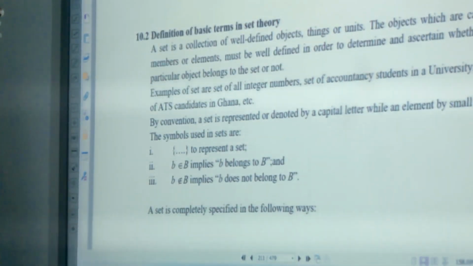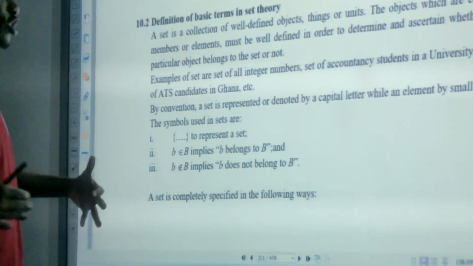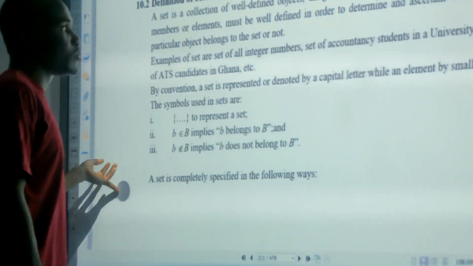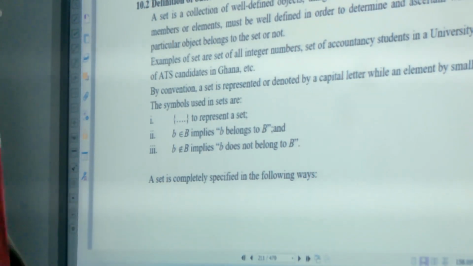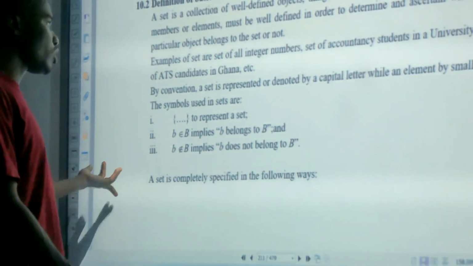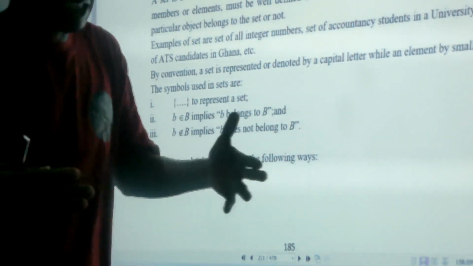We gave the definition of basic terms in set theory. A set is a collection of all defined objects, things, or units. The objects, which are called members or elements, must be well defined. You have to determine and ascertain whether a particular object belongs to the set or not. So you have to define rules for defining the elements.